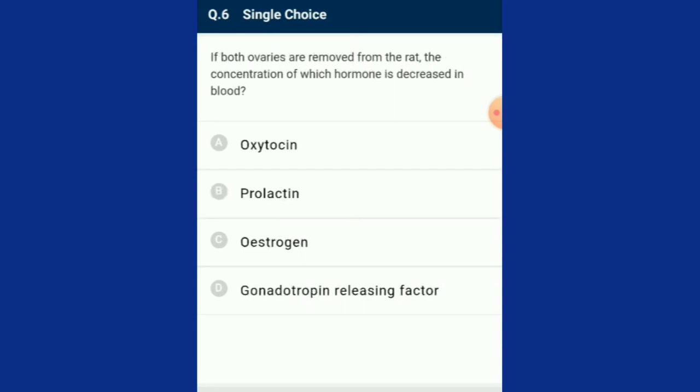Question number 6. If both ovaries are removed from the rat, the concentration of which hormone is decreased in blood? Estrogen level is decreased in the blood. Estrogen is released from the theca interna of Graafian follicles. Oxytocin is secreted by the posterior pituitary and prolactin is released by the anterior pituitary. Gonadotropin releasing factor is produced by the hypothalamus. So the answer is option C, estrogen.